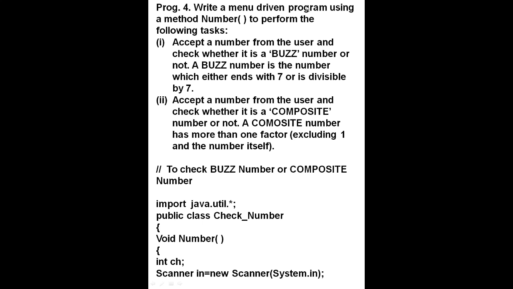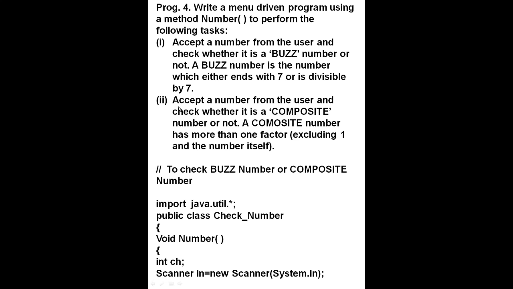Now next, write a menu driven program. Now we are writing a menu driven program. A switch case program we will write by using a function name. Write a menu driven program using a method number. This is the function name, method number, to perform the following tasks. First choice is accept a number from the user and check whether it is a buzz number or not. A buzz number is a number which either ends with 7 or is divisible by 7. If it is divisible by 7 and the number ends with 7, that is known as a buzz number.